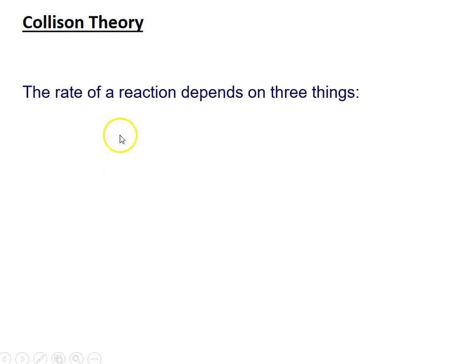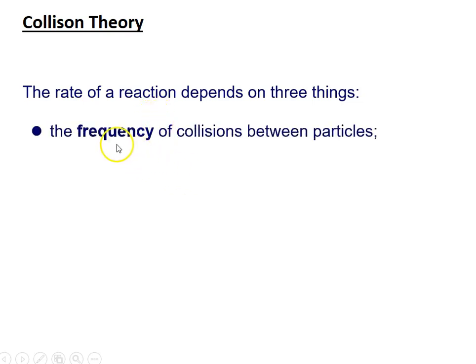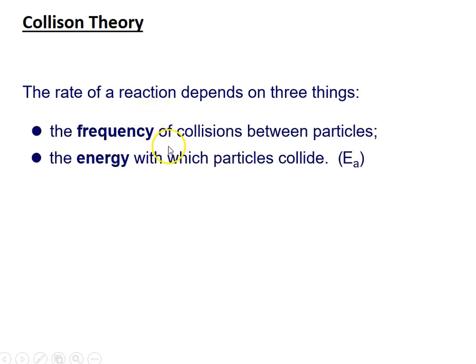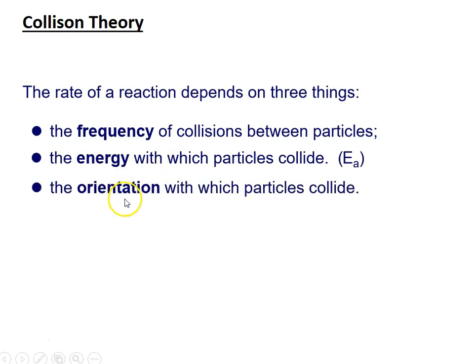So the rate of a reaction depends on three things: the frequency of collisions, how often the reactant particles collide, the amount of energy that they collide with, and if they're in the correct orientation. So we're going to look individually at each of these three things, and there will be headings at the top of the page, depending on which one we're looking at.